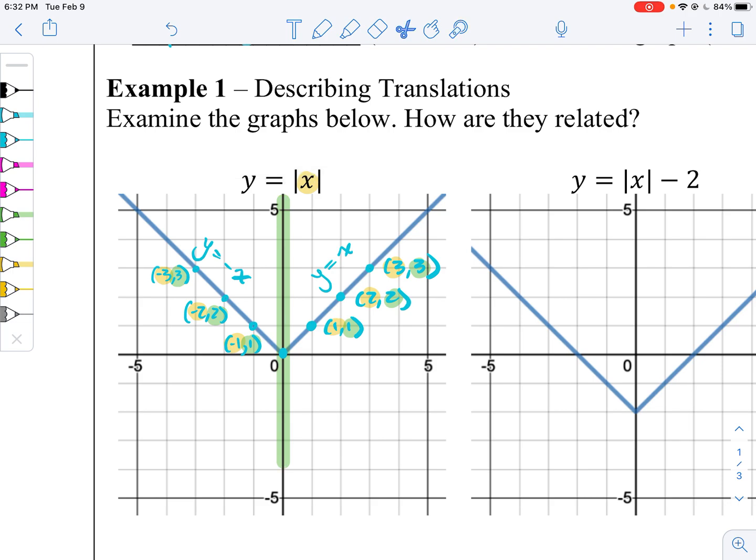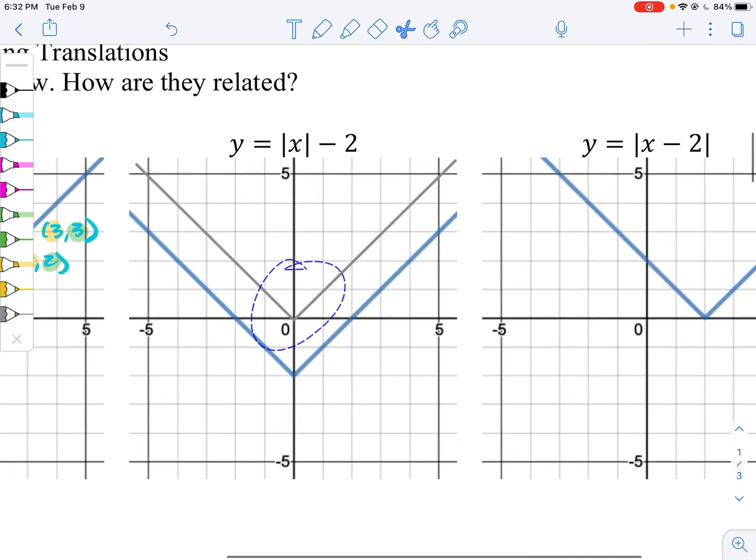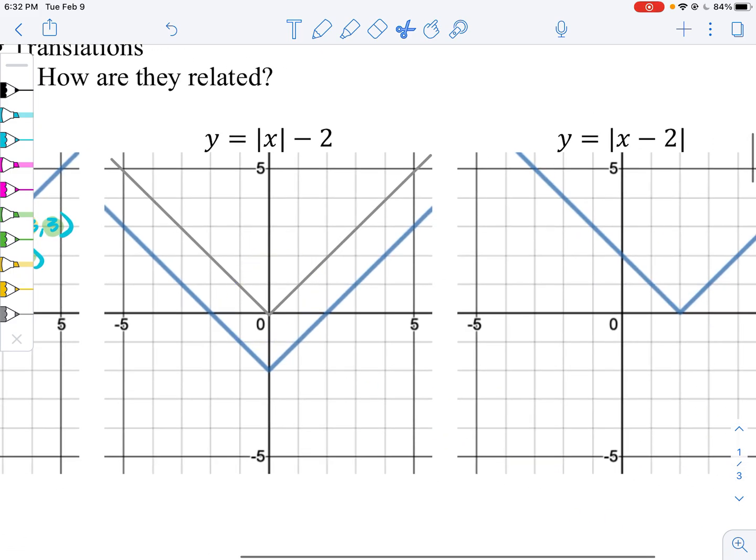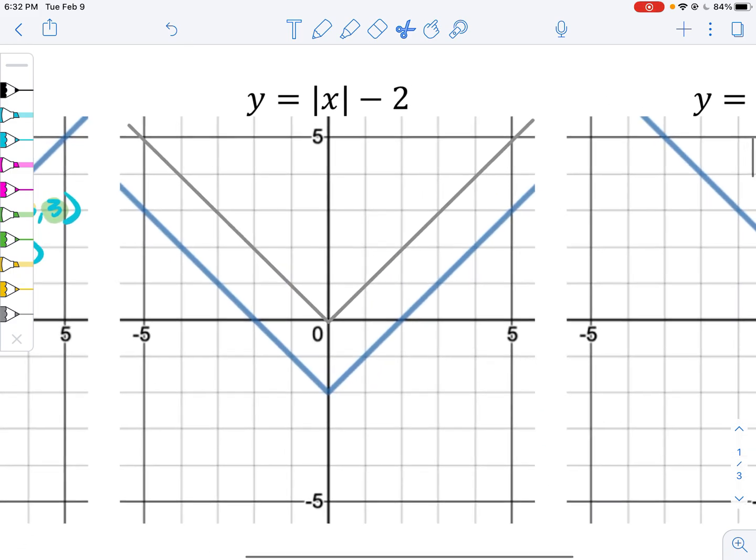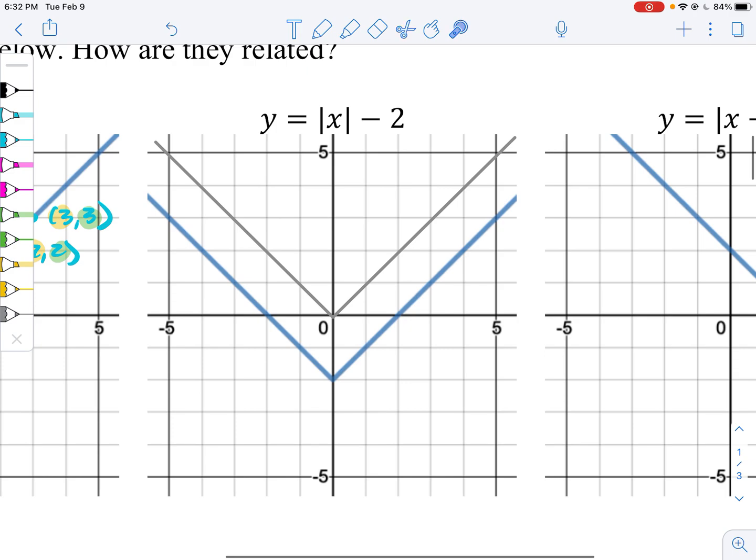So we're going to take this V guy, and I'm going to put the parent function here on our normal graph. So the point is always at 0, 0. And the trick to seeing how an absolute value function moves is you just see where the point goes.